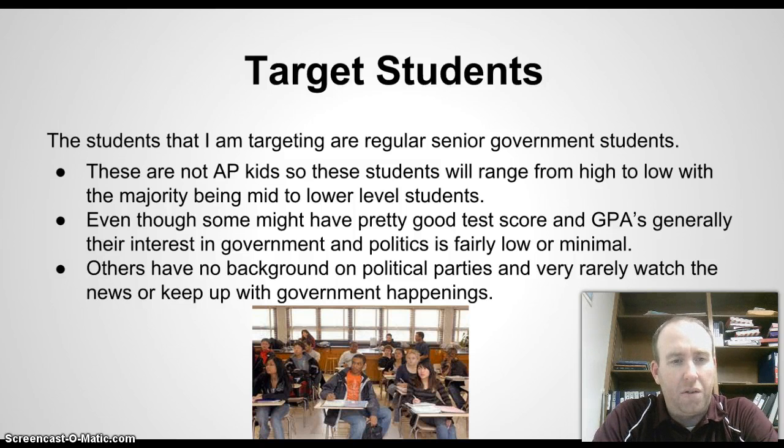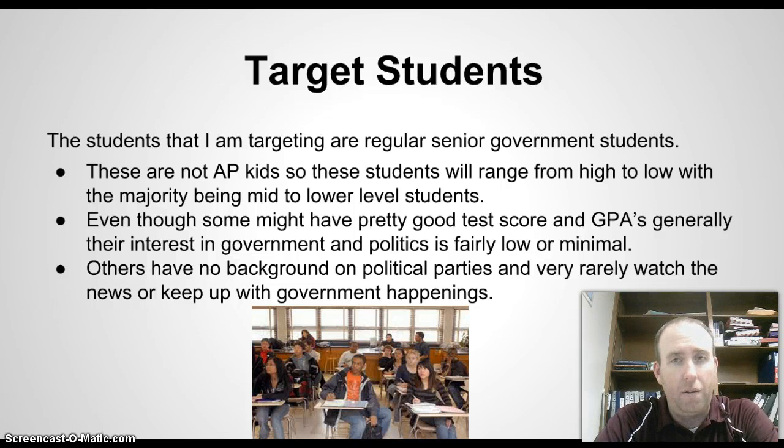Even though a lot of these target students might have some pretty good test scores and GPAs, generally these are the types of students whose interest level in government and politics is fairly low or minimal. And then some of these target students have no background knowledge on political parties and very rarely watch news or keep up with government happenings.